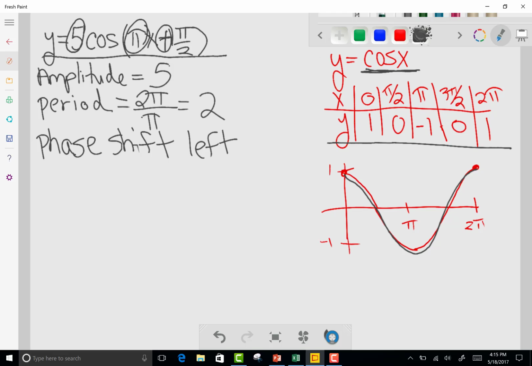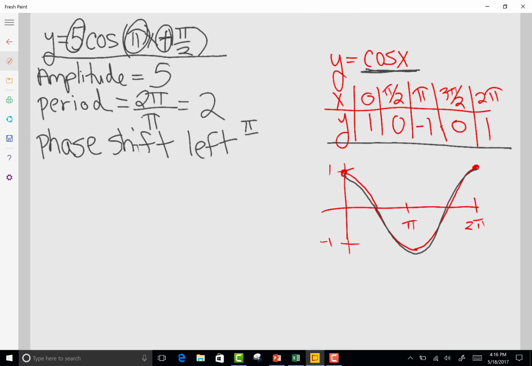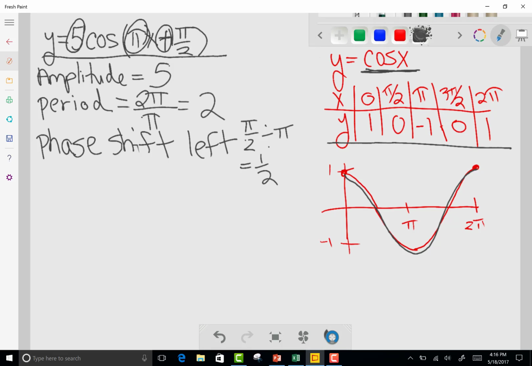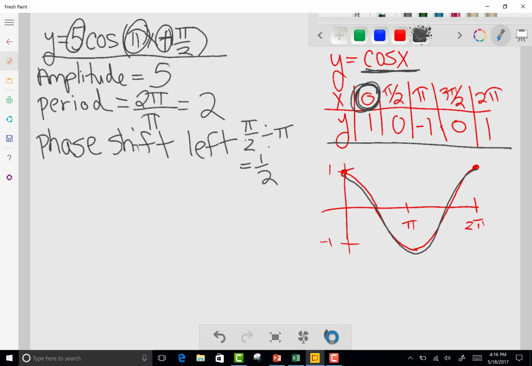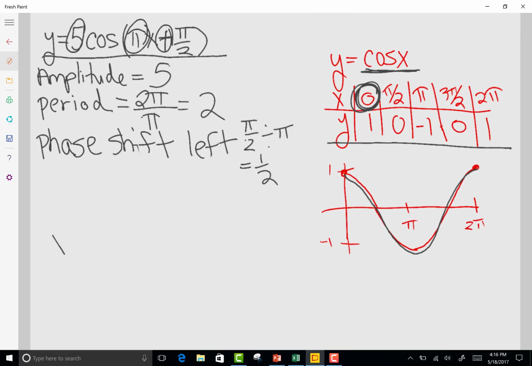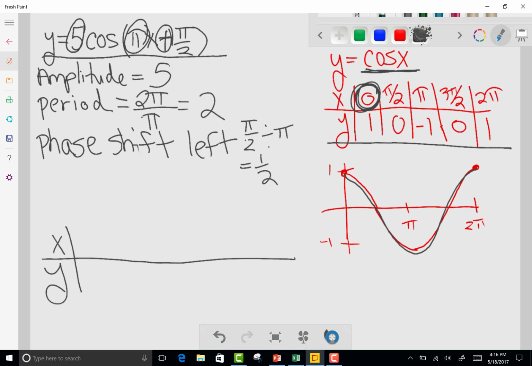And then to find how far we move to the left, I take my value of c, which is pi over 2, divide by my value of b, which is pi. So I take pi over 2 and I divide by pi, and that gives me 1/2. So that means instead of starting at the point 0, like my mother function starts at 0, we are going to start by shifting left 1/2. So when I start writing down my points, if I usually start at 0, but I shift to the left 1/2, my new starting point is going to be -1/2.